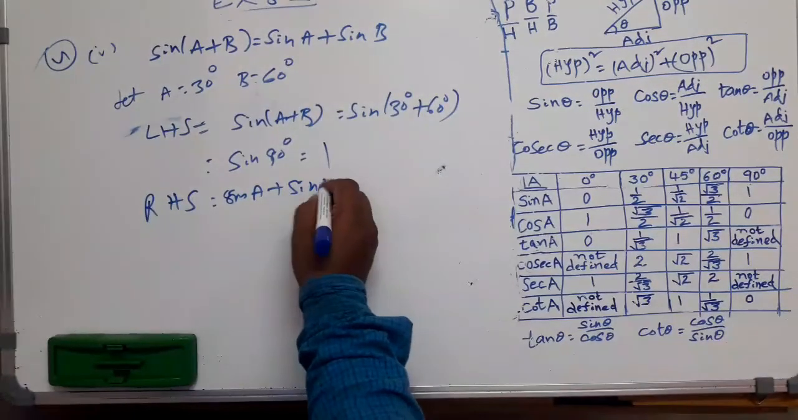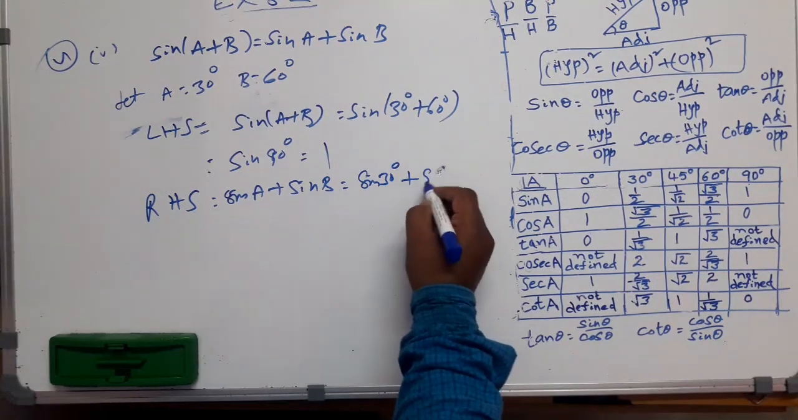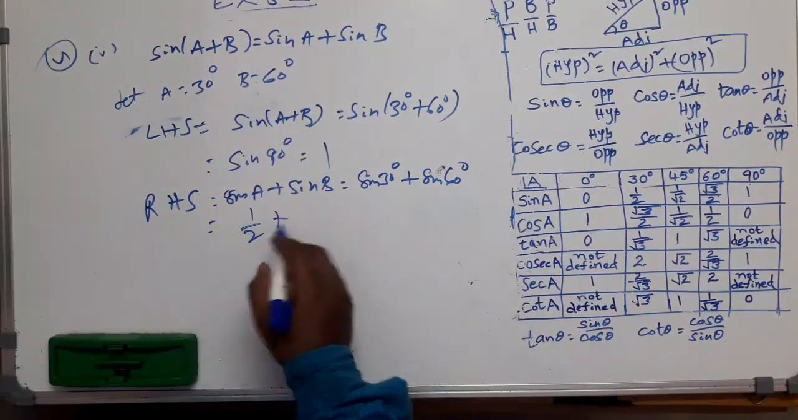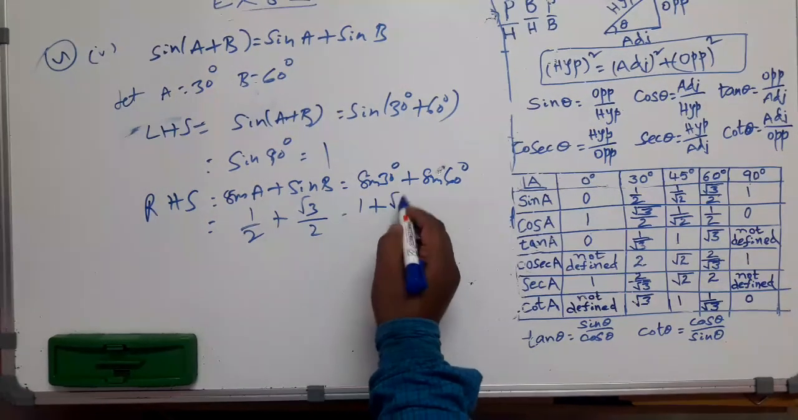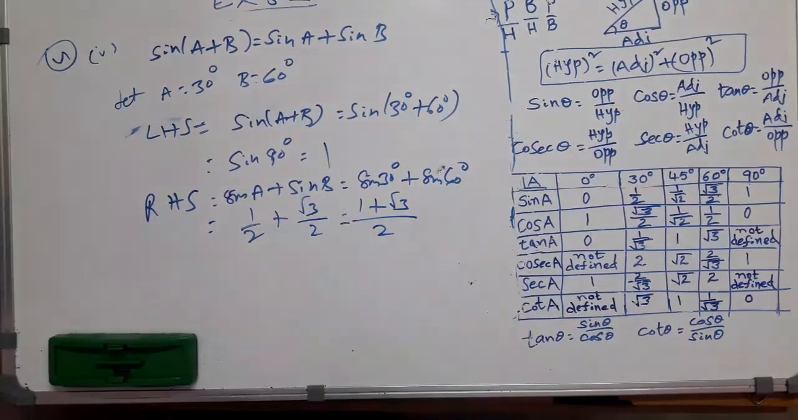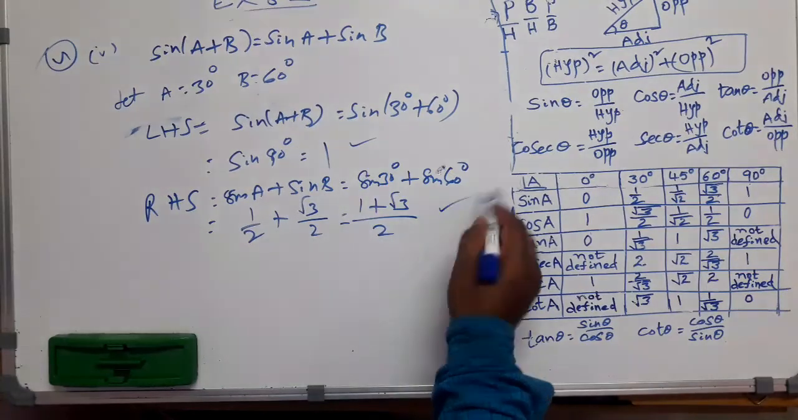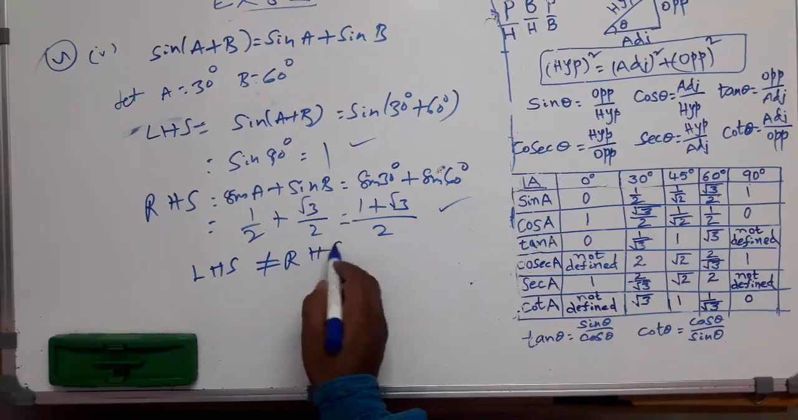How about right hand side part? Sine A plus sine B, that is sine A is 30 degrees plus sine B is 60 degrees. From table again, sine 30 degrees is 1 by 2, sine 60 degrees is root 3 by 2. Yes, this is 1 plus root 3 by 2 is the simplified value for right hand side part. Now, are they equal? No. Left hand side part is not equal to right hand side part.